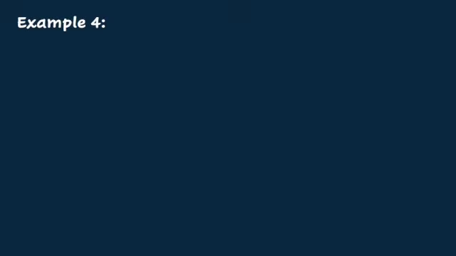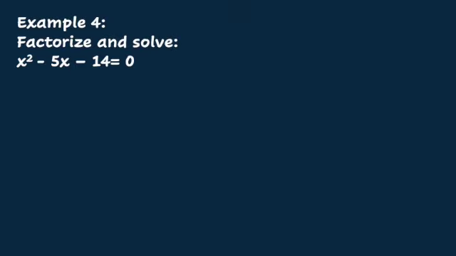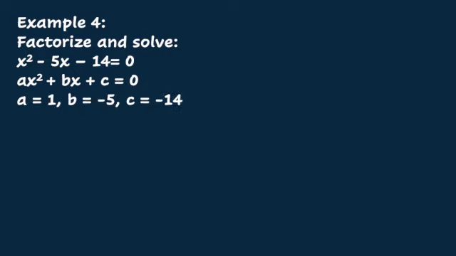In our next example, we need to factorize and solve x square minus 5x minus 14 equal to 0. So next step would be to compare it with the general form of the equation. When we compare it, we get a equal to 1, b equal to minus 5 and c equal to minus 14. Now the next step is to find the product of a and c, which is minus 14 here, and b is equal to minus 5.